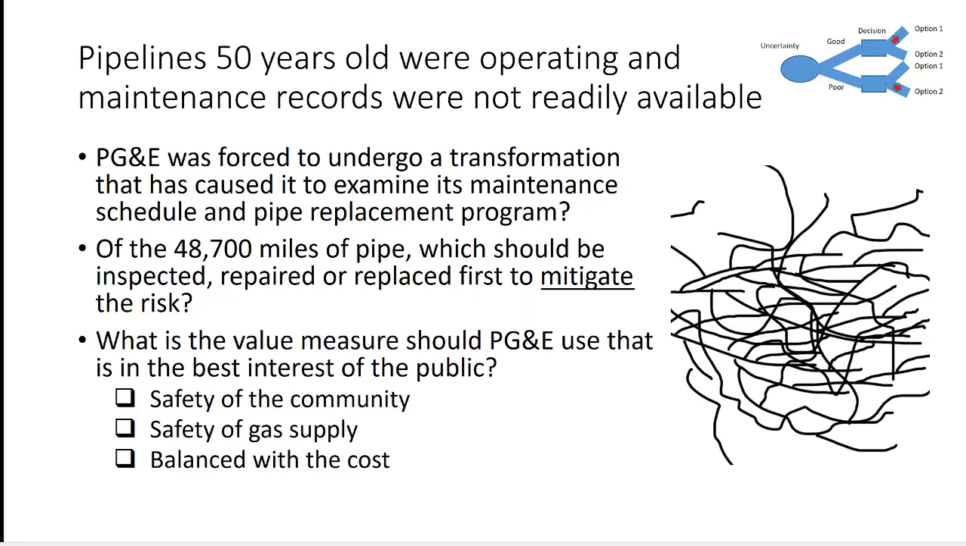PG&E was forced to undergo a transformation that caused it to examine its maintenance schedule and pipeline replacement program. Of the 48,000 miles of pipe, the question was, which should be inspected, repaired, and replaced first to mitigate the risk? And what is the value measure PG&E should use that was in the best interest of the public?